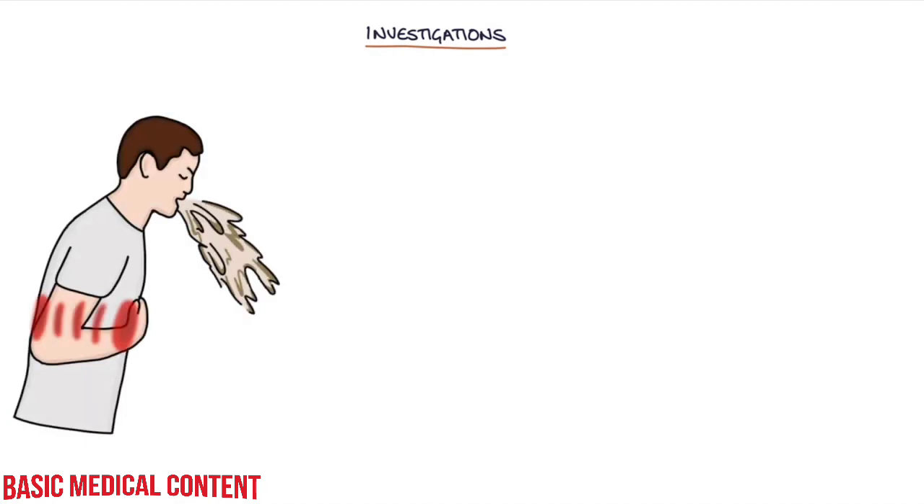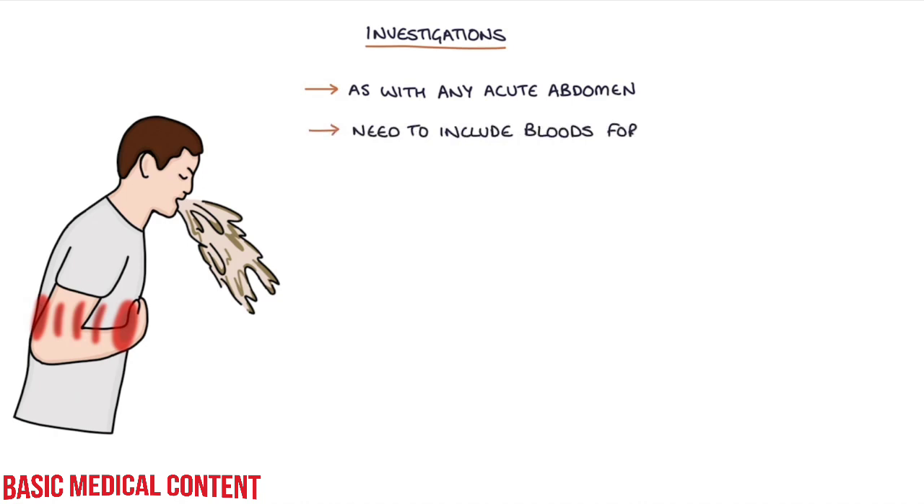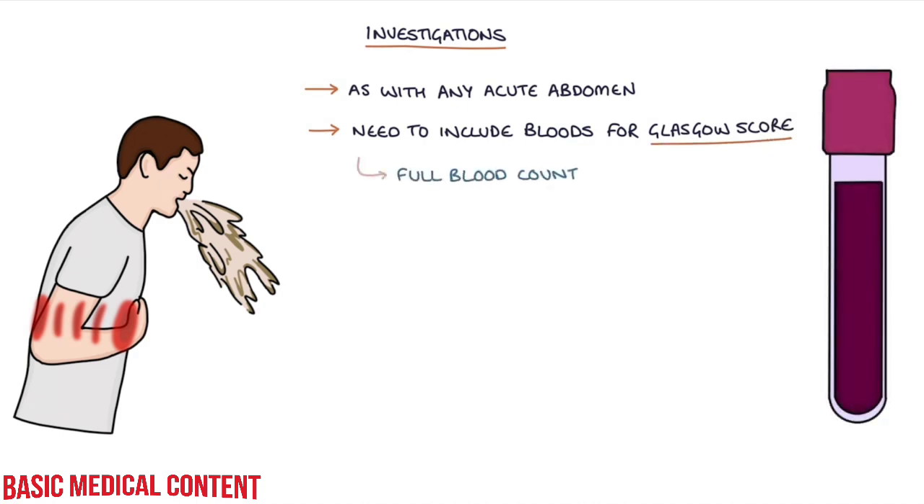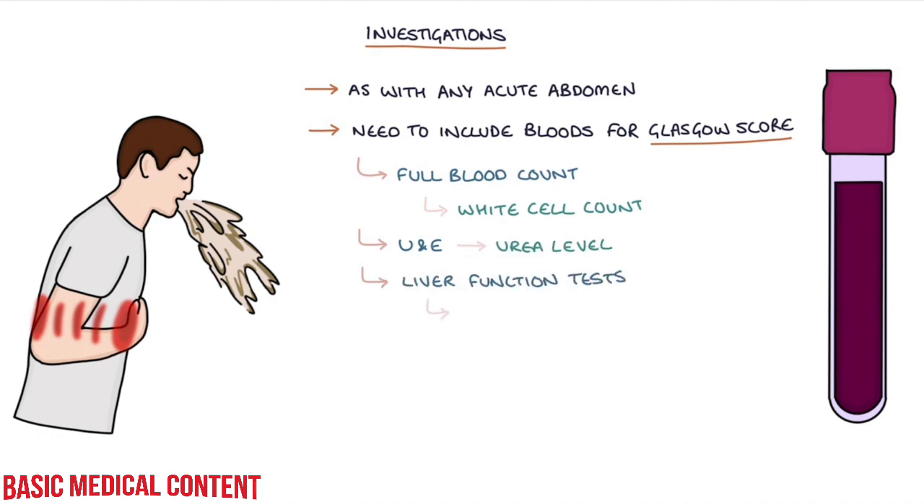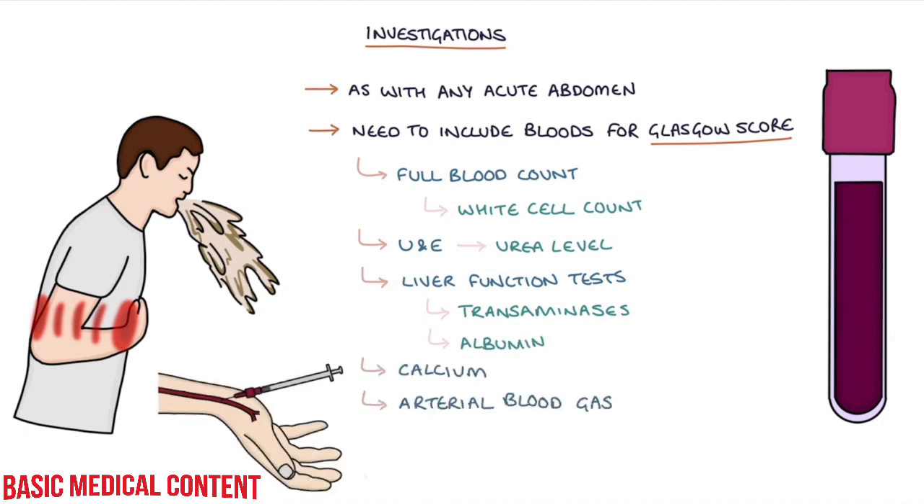So let's talk about the investigations. Initial investigations are required as with any presentation of an acute abdomen. Importantly, these investigations need to include the blood tests that are required for calculating the Glasgow score, which we'll talk about shortly. A full blood count is required for the white cell count. U&E blood test is required for the urea level. Liver function tests are required for the transaminases and the albumin level. A blood calcium is required, and an arterial blood gas or ABG is required for the PaO2 and the blood glucose level.